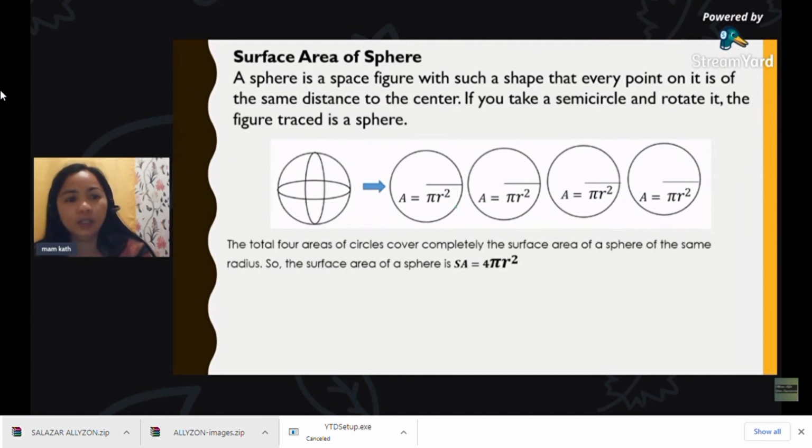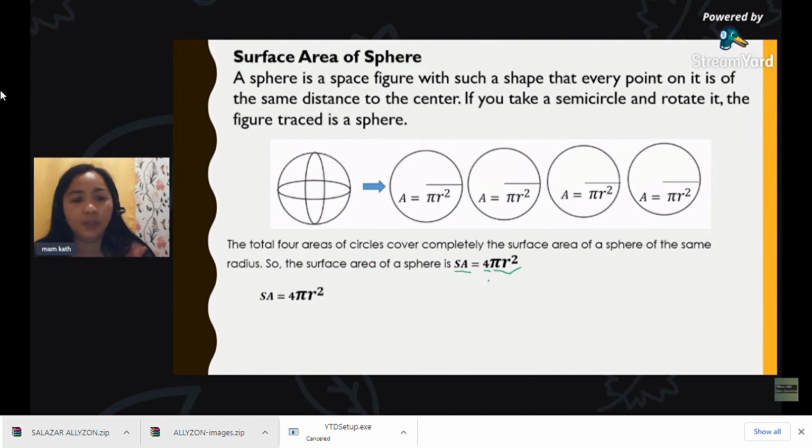The total four areas of the circles covers completely the surface area of a sphere of the same radius. Ibig sabihin, ang apat na circle with the same radius of the sphere ay equivalent to its surface area, which therefore we have surface area of the sphere is equal to 4 pi r squared.